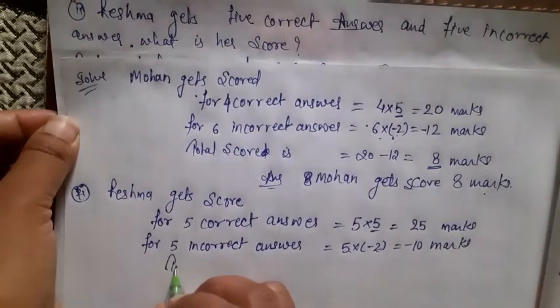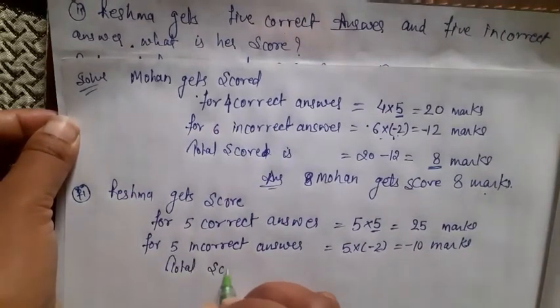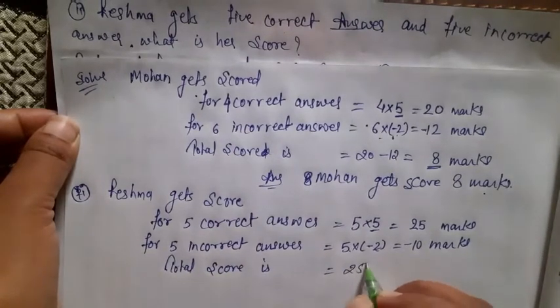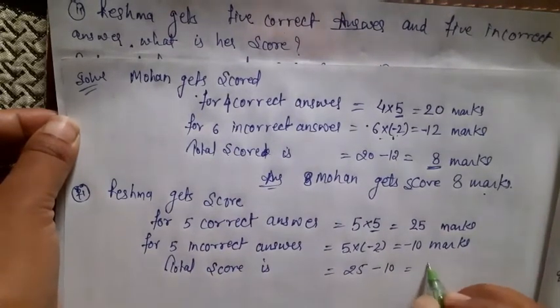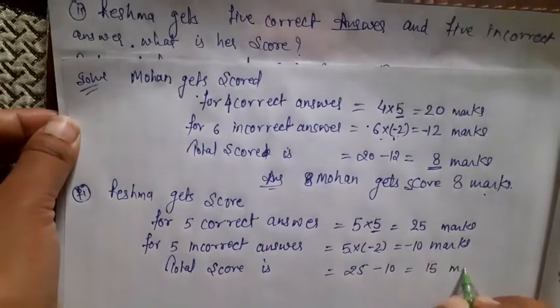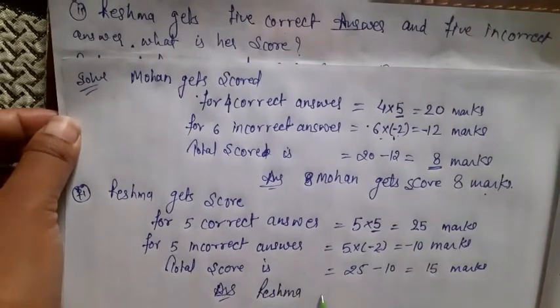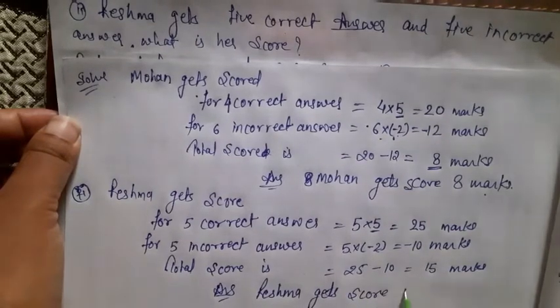Now total score is 25 minus 10, means 15 marks she achieved. So here the answer is Reshma gets score 15 marks.